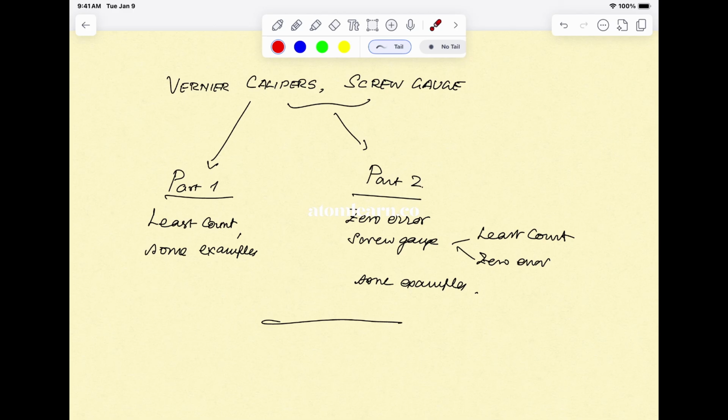This video will be covering the vernier calipers basics. At the end of this video, you have to follow the next video, which is called part 2 of 2. This video is called part 1 of 2. The next video will be covering zero errors of vernier calipers, and also the screw gauge will be discussed in detail along with some worked out examples.